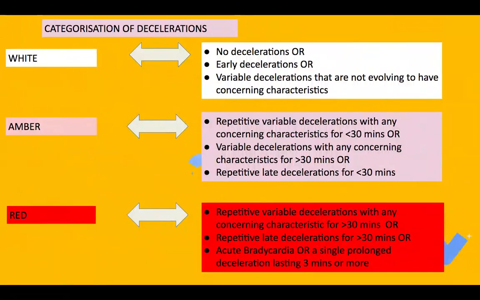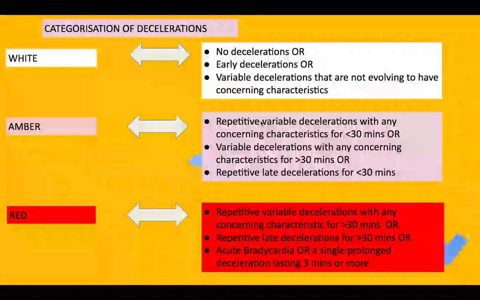This is the thing that I have told you. Whenever variable decelerations are mentioned in the scenario, don't bother about them at all if the concerning features are not there. Do not include them in your management plan. Variable deceleration doesn't mean anything without concerning characteristics. Then amber. Amber means repetitive variable decelerations. Repetitive means more than 50% of the contractions. If 8 contractions have been given, almost in 5 contractions there should be variable decelerations, right?